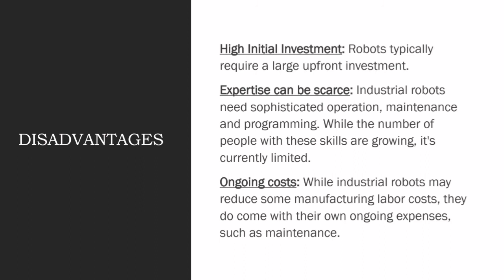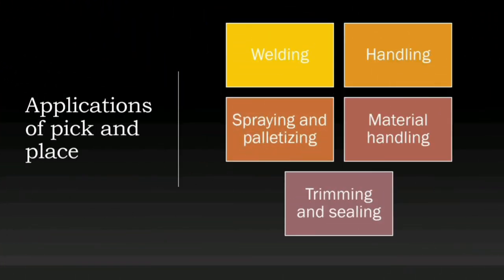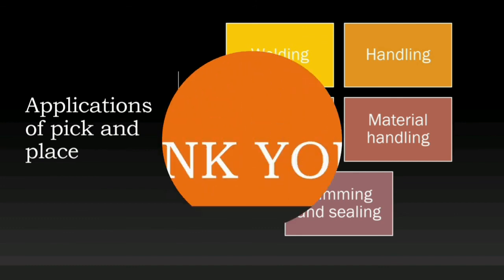And in terms of ongoing costs, while industrial robots may reduce some manufacturing labor costs, they do come with their own ongoing expenses such as maintenance. Let us now come to the final topic, that is the applications of pick and place robots. Pick and place robots are widely used in industries. They are mainly used for welding, handling, spraying and palletizing, material handling, and trimming or sealing.